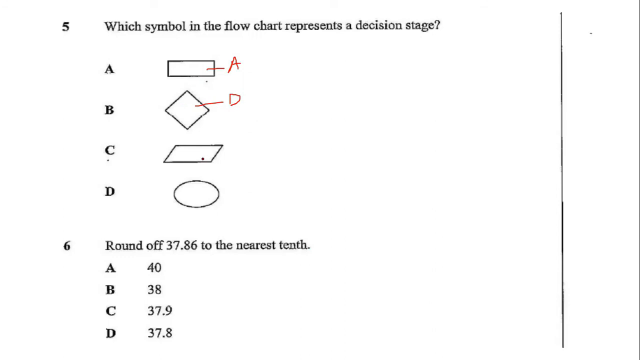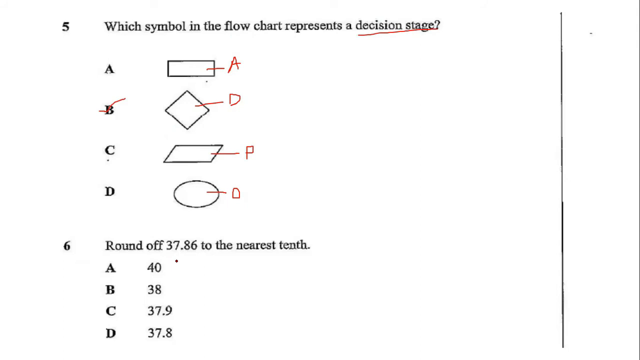All right. Then this one here is what we call a parallelogram. So a parallelogram here is where we put the input or the output. Then we have an oval shape. So the oval shape is used to start and stop, or begin and end. So the answer for this one is B, because it says which one represents a decision stage. So it's clearly B.